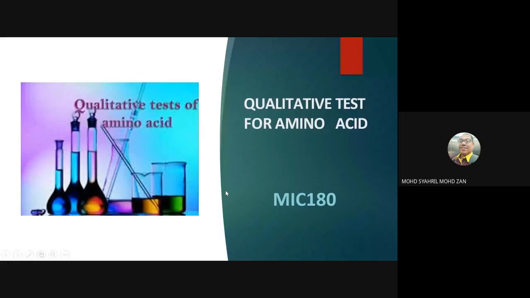Alright, so qualitative tests for amino acid. Which part is the biochemical process? If you bear in mind what biology and chemical mean: biology is the macromolecule itself. Macromolecules include proteins, carbohydrates, lipids and also nucleic acids. So one part of the biomolecules is amino acid. This amino acid is one of the biology parts. What about chemical? Chemical is the reaction between the amino acid and the chemical in this experiment. That's the meaning of biochemistry, alright?